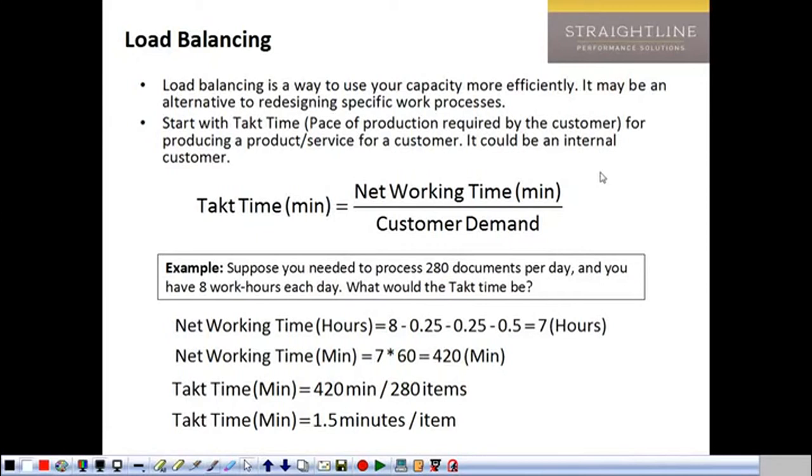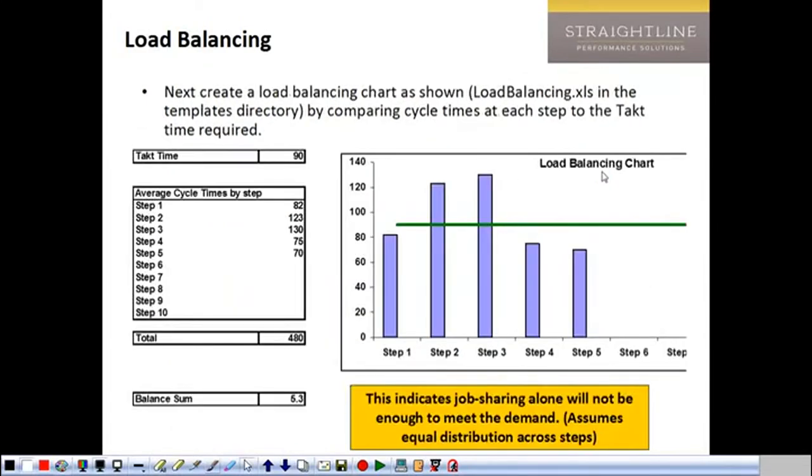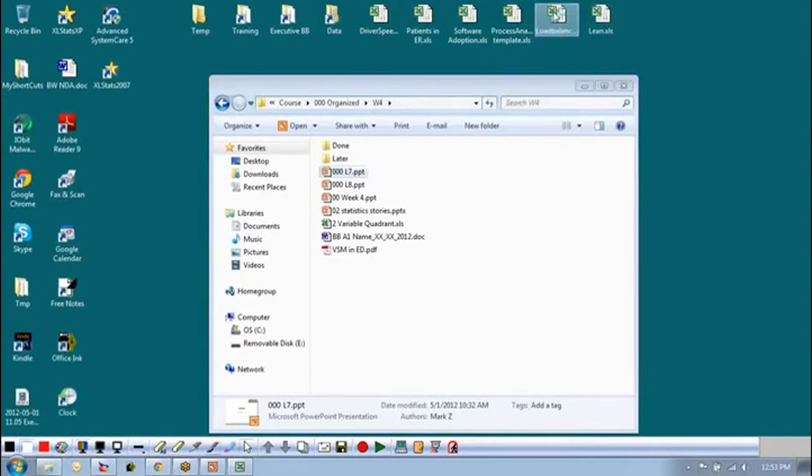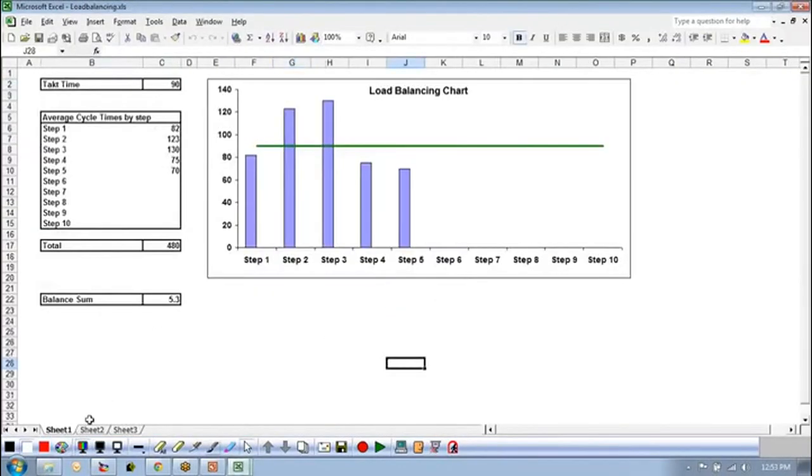Well, if you're going to be doing load balancing, we'll start with takt time, which is really sort of what's the demand rate for this product or service. It just means how many minutes or how many hours do we usually have in order to complete this. And then we'll break that up into what the steps usually take. This is actually a tool that I've given as a template, so you should feel free to use it. And it's called load balancing.